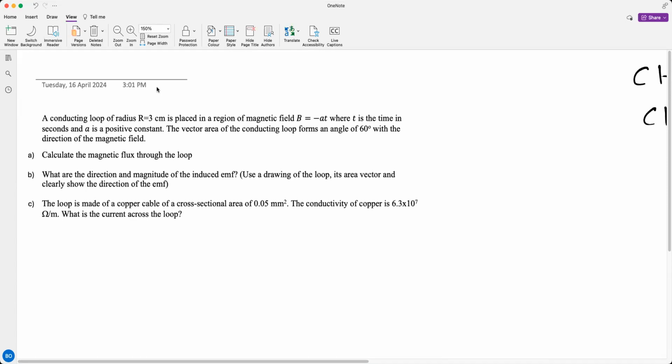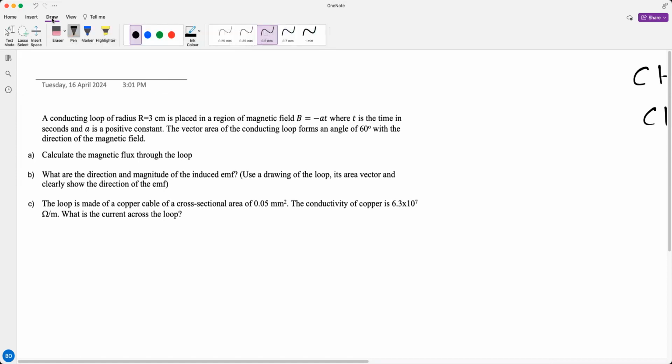Okay? So the most important thing here is to look at the problem itself and what is given. It is a conducting loop, so the radius is constant, which means the area of the loop is constant. But what is changing is the magnetic field. The magnetic field is changing in a negative direction, with negative values. So t is positive and A is positive, with the negative sign. So the question is, calculate the magnetic flux through the loop.